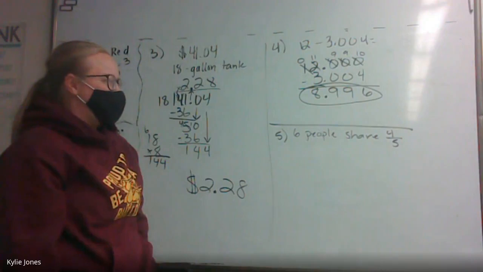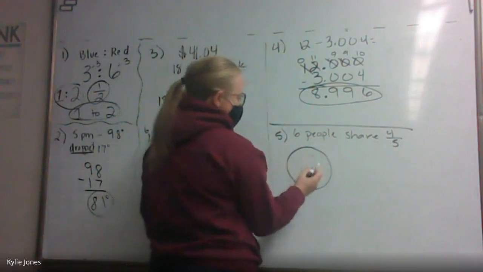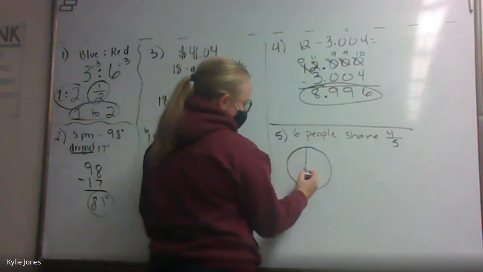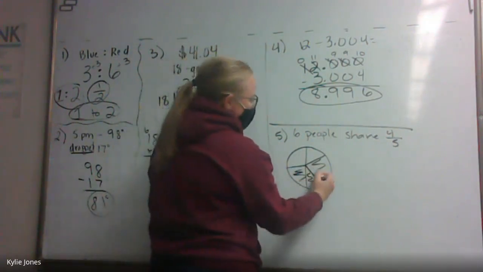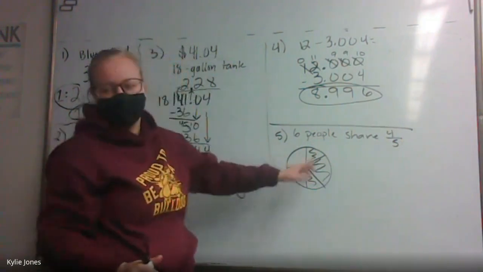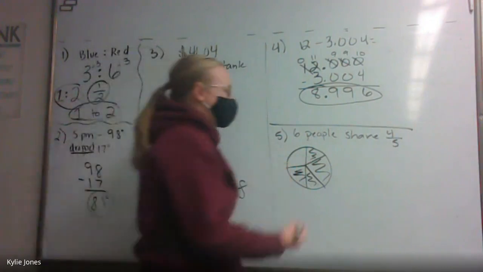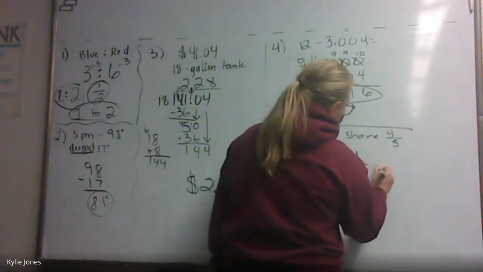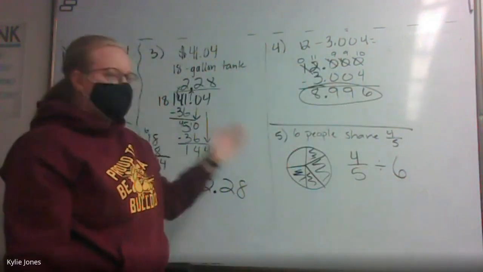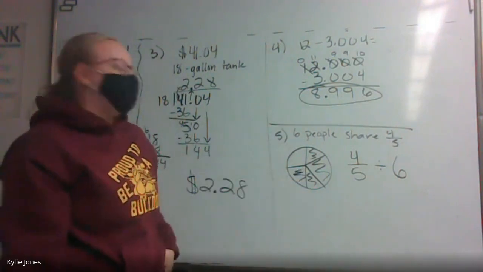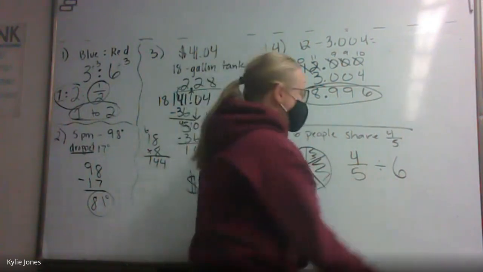Our last one, we have a slice of pie. We have 4/5 of a pie left. So if we were to draw our pie, it's close enough. We have 4/5 of it left, and we need to split it between 6 people. So we're going to take 4/5 and divide it by the 6 people. So 4/5 divided by 6. Then we need to make this 6 a fraction. How do I do that? Put a 1 beneath it.